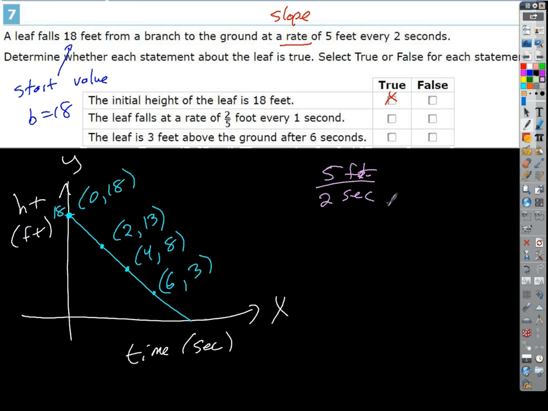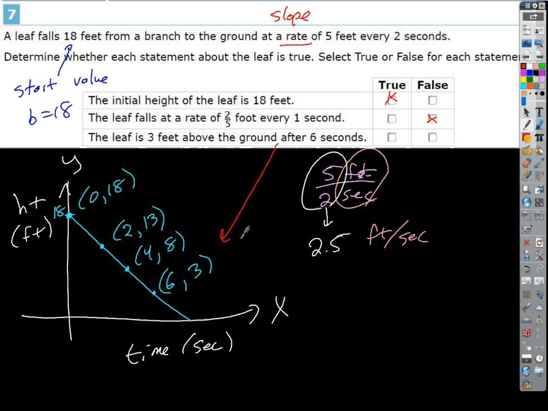Here's what I would have you always do. Look at the number part and separate that. The number part, 5 over 2, is just 5/2, which is 2.5. Now what's the variable part? If we look at the units, we just get feet per second. So the rate is 2.5 feet per second, not 0.4 feet per second. So that one is false. Is the leaf 3 feet above the ground after 6 seconds? Yeah, it is. That fits.